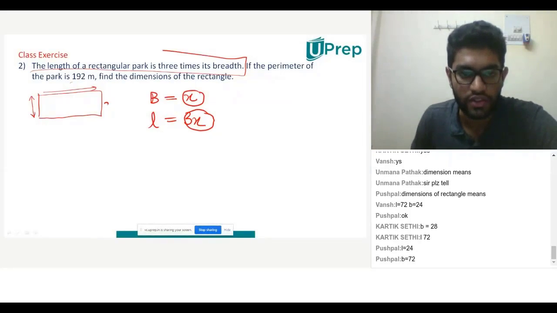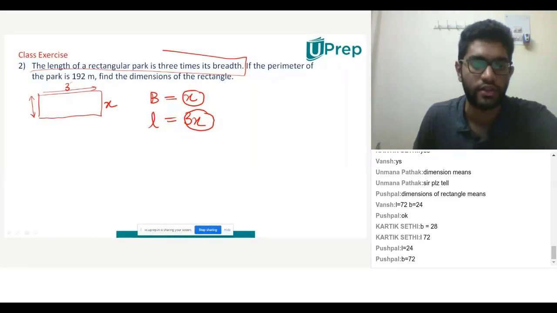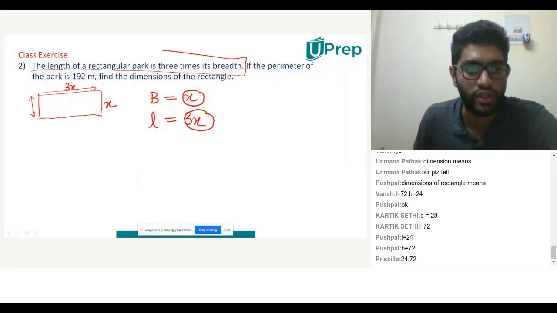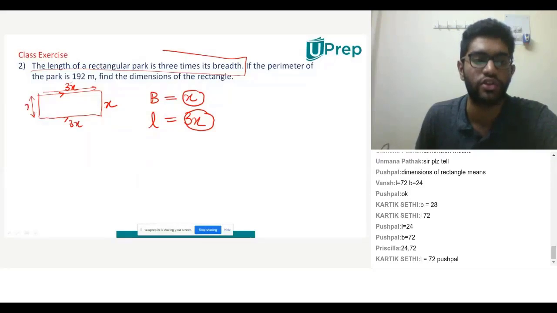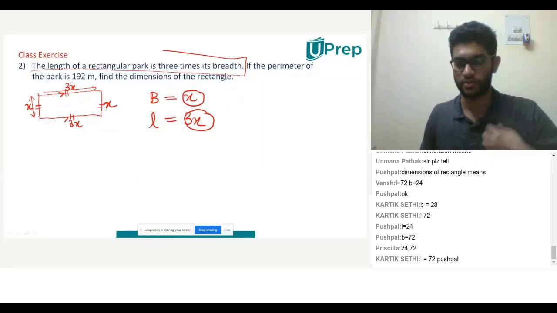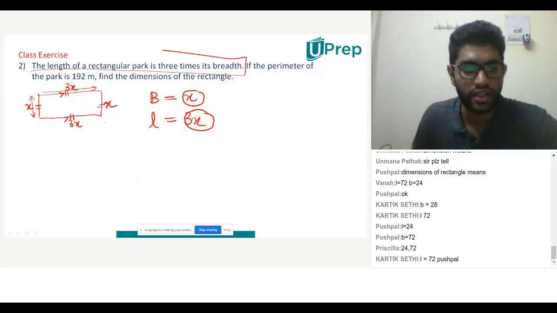That means if this is x, this is 3x, and in a rectangle you know that opposite sides are equal, so this is also 3x, and the breadth is equal, so this is also x. Is this clear, guys? Try to imagine problems. Now he says that the perimeter is 192 meters.